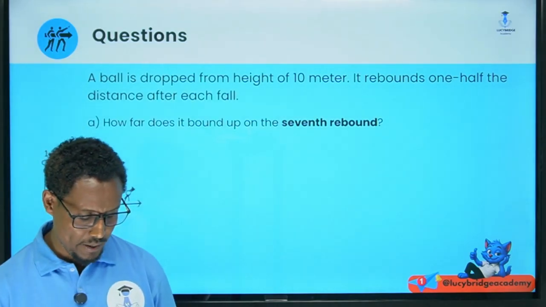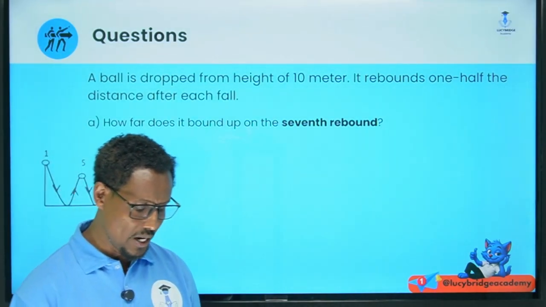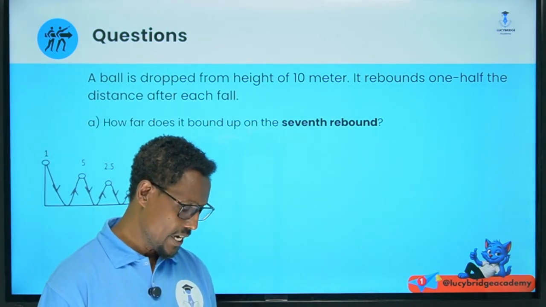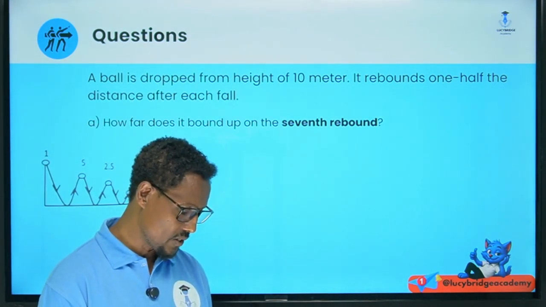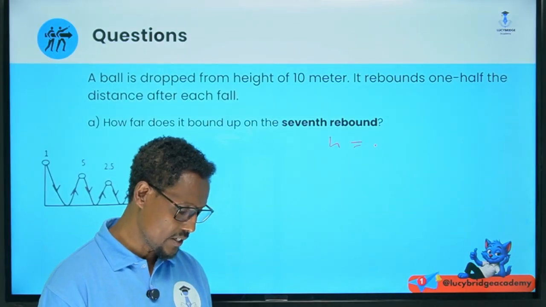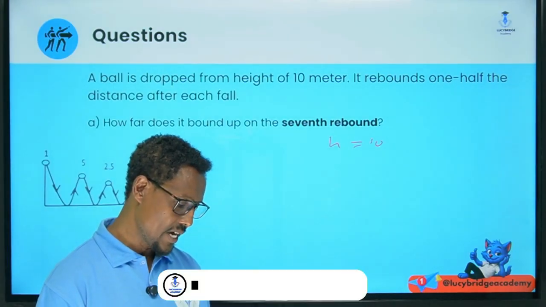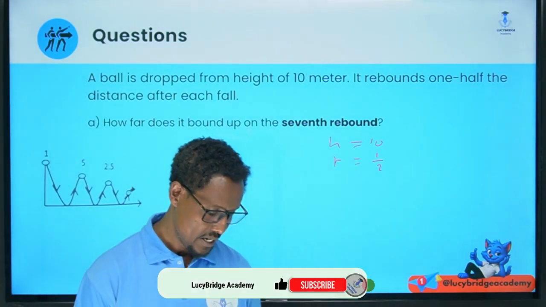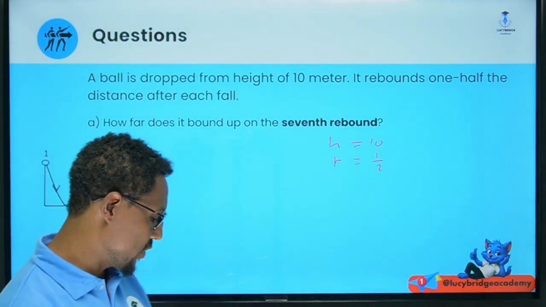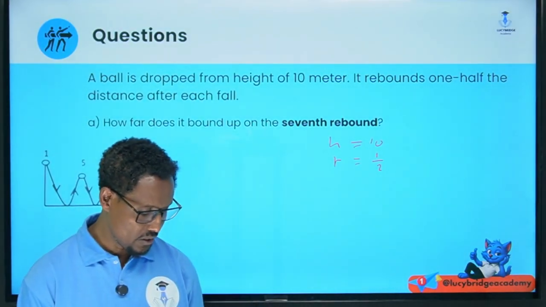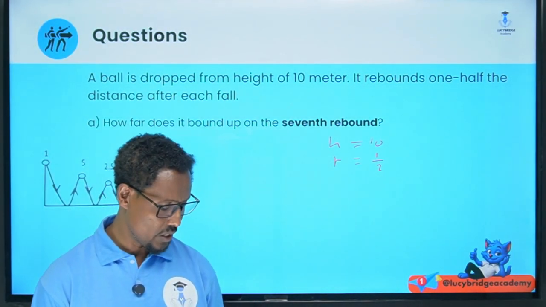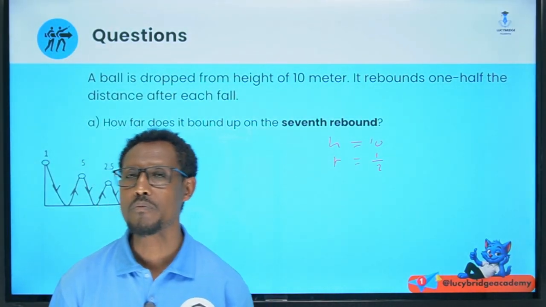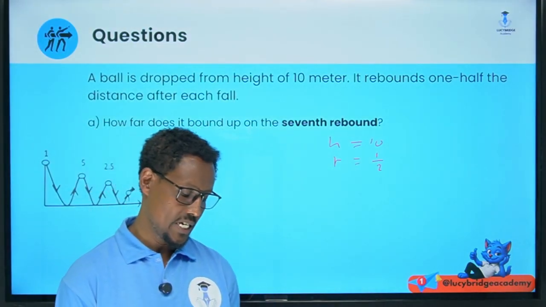Okay, now let me see an example. A ball is dropped from a height of 10 meters. It rebounds 1/2 the distance after each fall. Okay, look. That means h is given. How much is h? h is equal to 10. Yes, h is 10 meters, right? Again, the common ratio r is given, which is equal to half, right? Now, the question is: how far does it rebound up on the seventh rebound? We are asked to find g7, okay?